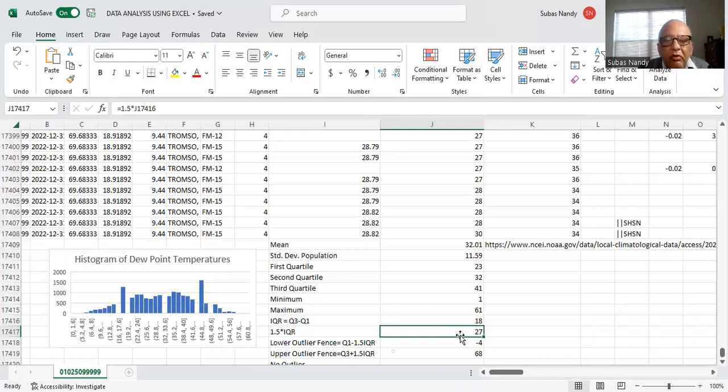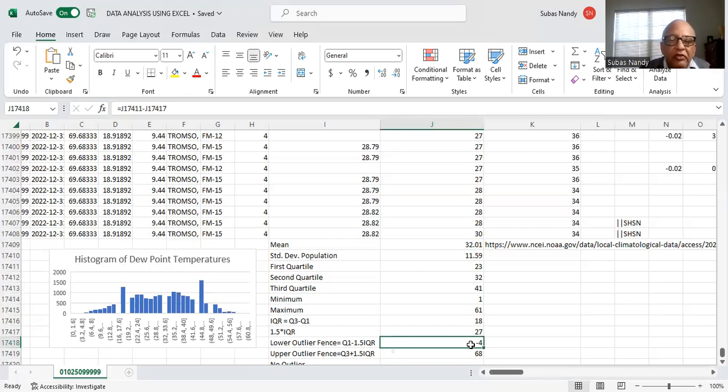Then you want to calculate 1.5 times IQR, equal to 1.5 multiplied by IQR, which is in cell J17416. And you get 1.5 times 18 is 27. The range of the middle quartile from the 25th to the 75th percentile is 18, and 1.5 times that middle range, the IQR, is 27.